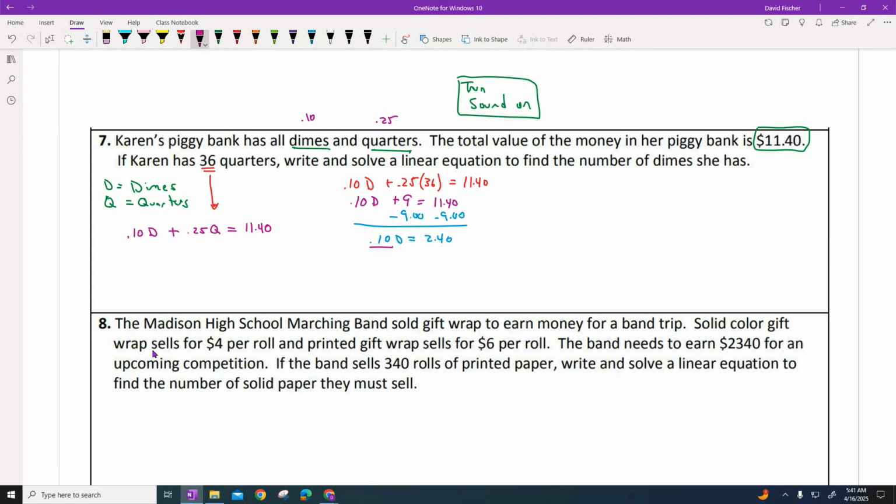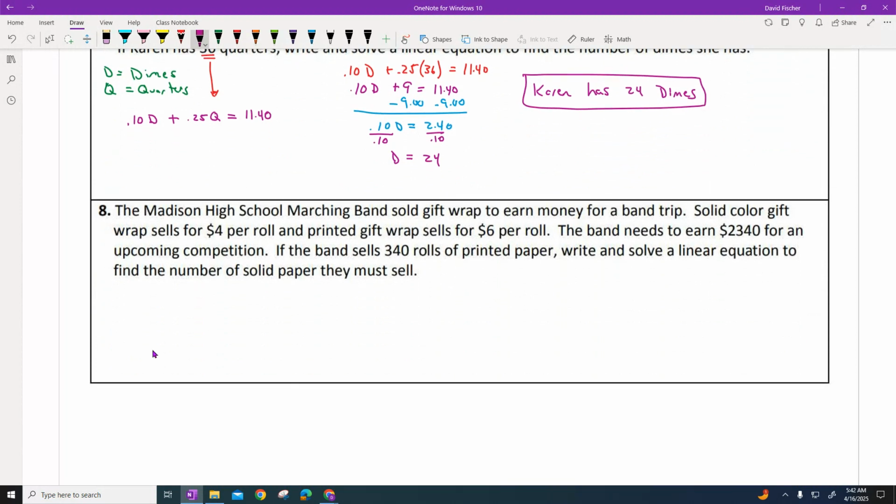So now I'm going to divide by 0.10. And now I'm going to get my D by itself. My 2.40 is in my calculator already. And I get D equals 24. Karen has 24 dimes. Okay.